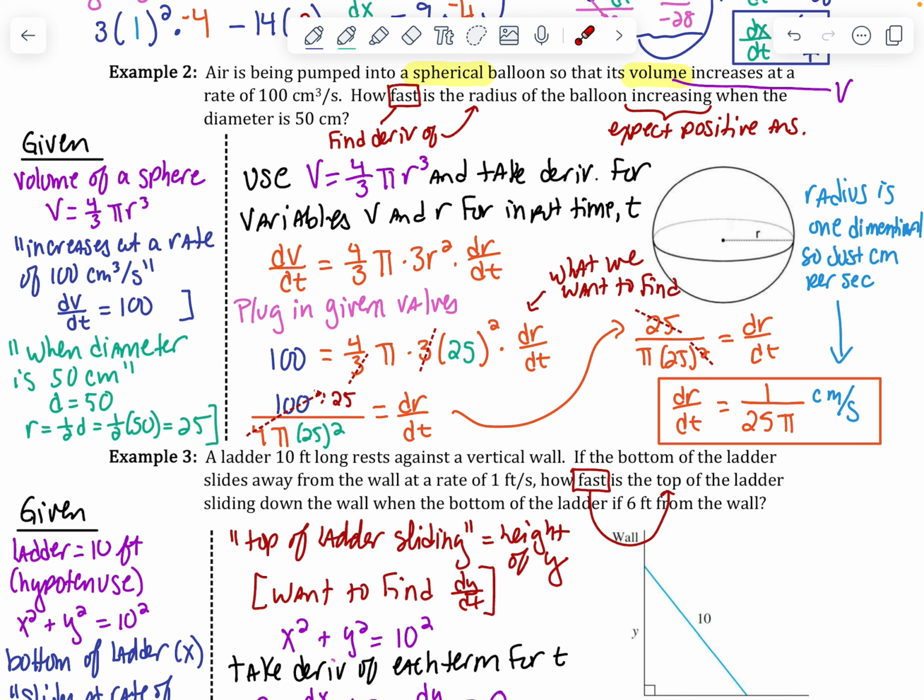Don't forget, you need to include units. We're asked at what rate the radius is changing. The radius is one-dimensional, so even though the volume of the sphere is in cubic centimeters, the radius would just be measured in centimeters. Whenever you have a derivative as an answer, your units are always going to be how the top is measured, in centimeters, over how time is measured, in seconds. I know that because it was measured in seconds in the question. We will solve example 3 in the next video.